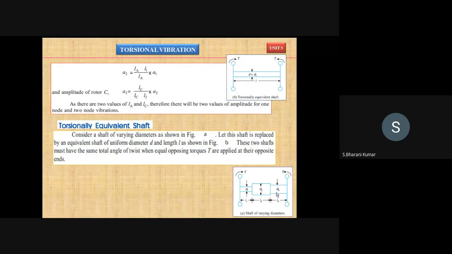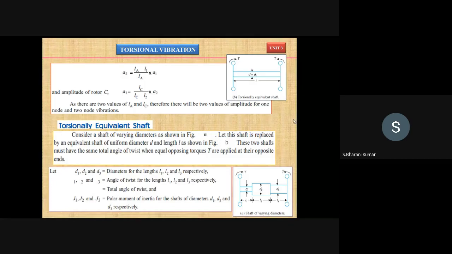The given diagram will be like this. You want to convert it into this. The given one is the shaft of varying diameters, and you want to convert it into a torsionally equivalent shaft like this. Are you clear? Yes, sir.